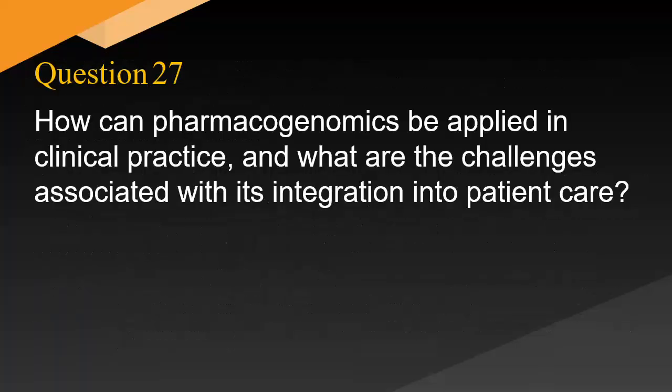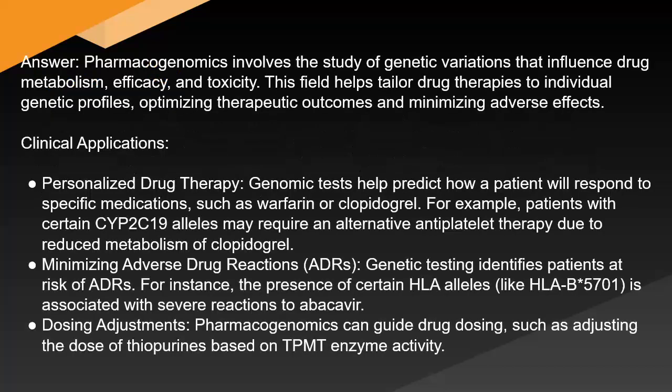How can pharmacogenomics be applied in clinical practice, and what are the challenges associated with its integration into patient care? Answer: pharmacogenomics involves the study of genetic variations that influence drug metabolism, efficacy, and toxicity. This field helps tailor drug therapies to individual genetic profiles, optimizing therapeutic outcomes and minimizing adverse effects.